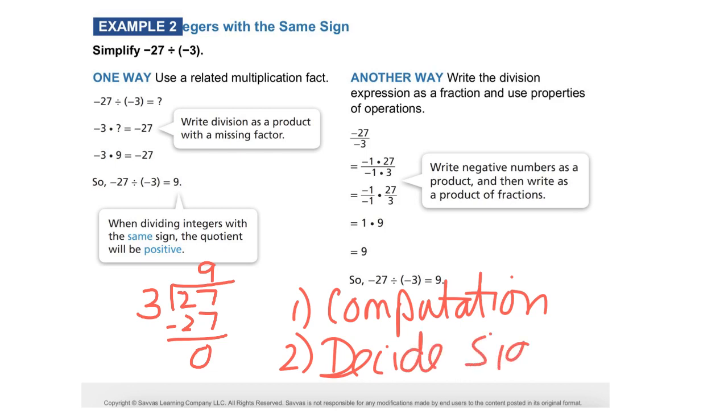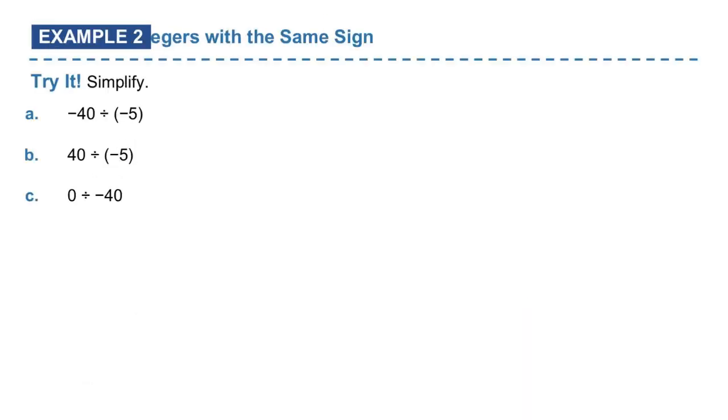And just like in multiplication, negatives like to come in pairs. They like to have a friend. So if I had a negative 27 and a negative 3, they're already friends. We don't need any more. So our answer is a positive 9.